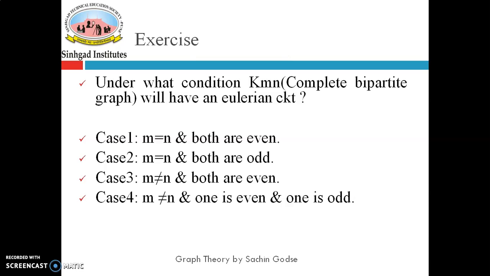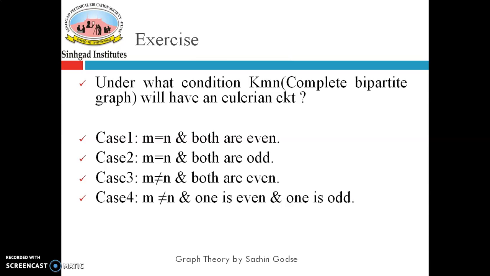M is not equal to N and both are even. In this case, both are even. So suppose 2 and 4: two vertices in vertex set V1 and 4 vertices in vertex set V2, and it is a complete bipartite graph. So the degree of each vertex is even, so Eulerian circuit will be present.